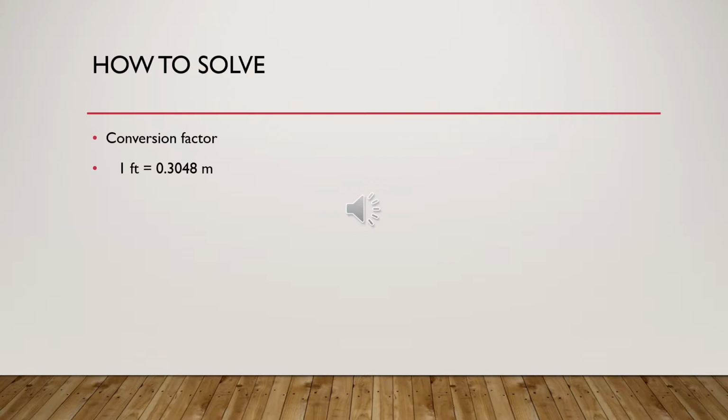And now that we know that, we can set up the problem. So the problem that we have now is 94 feet times 0.3048 meters in the numerator and 1 foot in the denominator. And this is because we're going from feet to meters, so feet needs to be in the denominator and meters needs to be in the numerator.